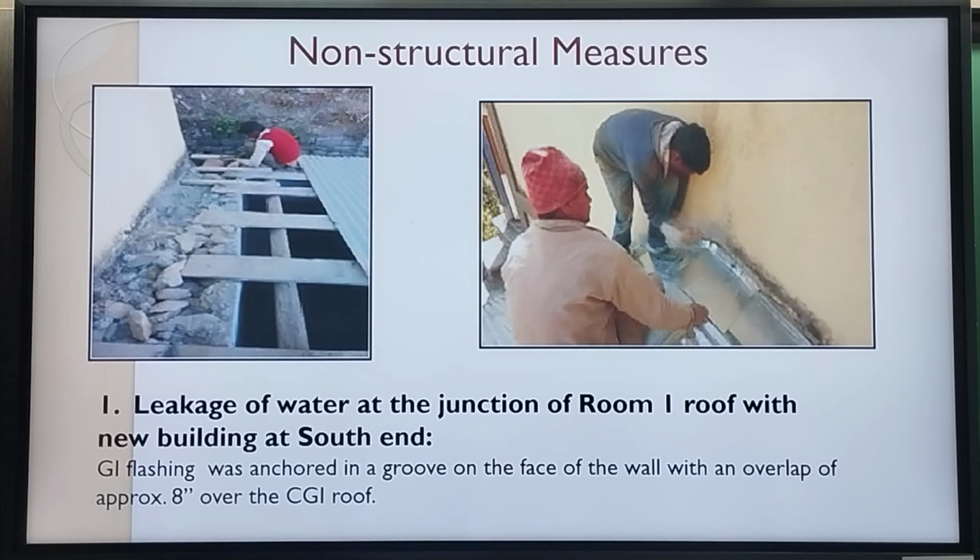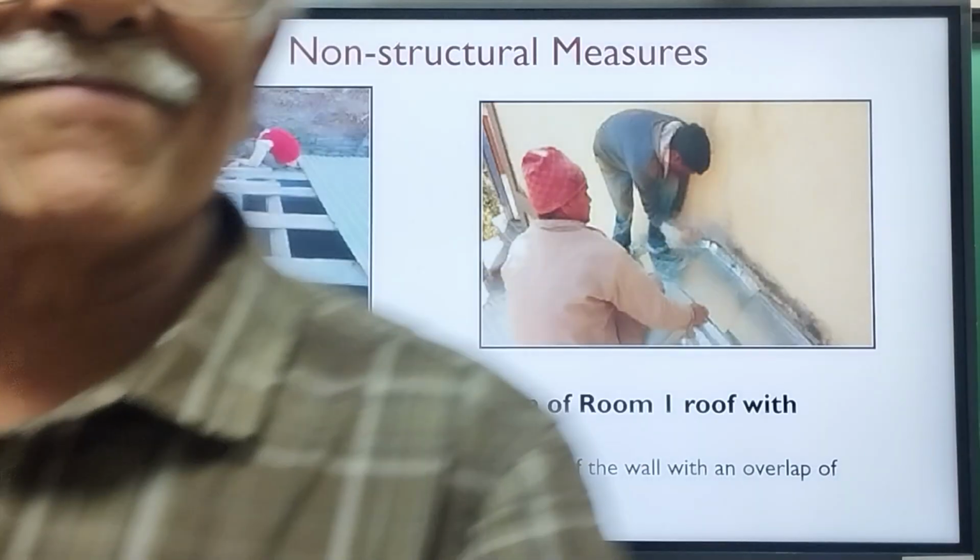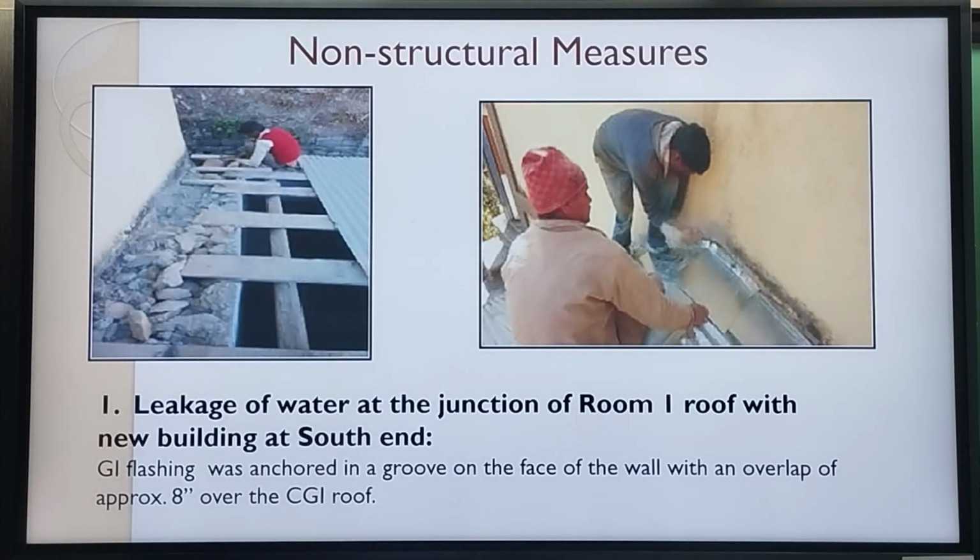So here the plaster is removed, and then tin sheet is nailed in, and some kind of sealant is applied at the back, so the water will not enter, and the tin sheet goes out like that. It's a very simple arrangement, but it's called flashing. So this was done to eliminate the leakage from there. So eventually the water goes to the roof only. Once the water goes on the roof, then it will drain down, right?